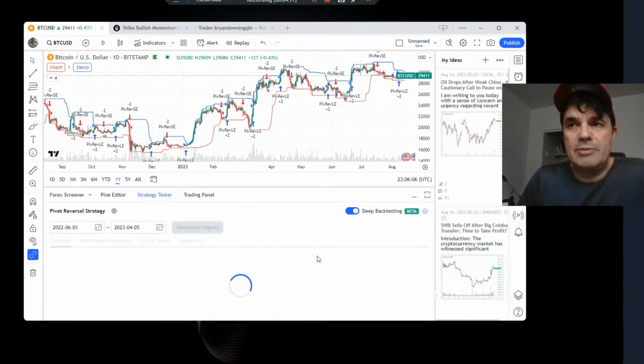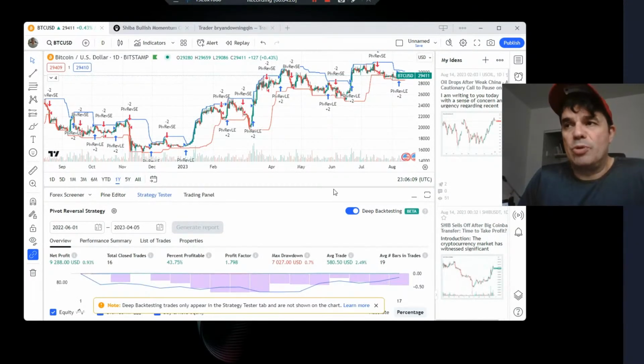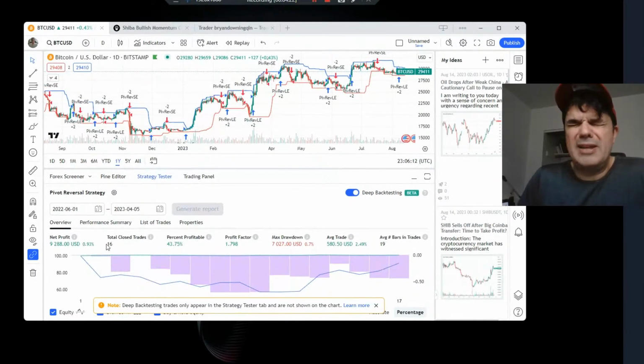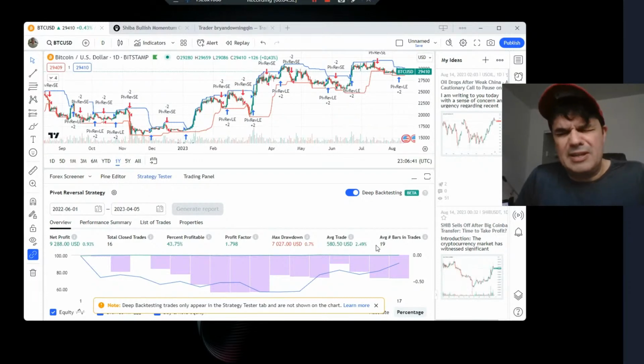All right, so if I generate the report, this is important stuff now. In here, you get 16 trades among the backtest. You get a 43% win ratio and a 1.79, or 1.8, profit factor. That's important. And this is the amount you could expect to get as net profit, $580 per trade, assuming on each trade. Then the average number of bars in trades: this is daily charts, so you're looking at roughly a 19-day hold on these particular positions on average.